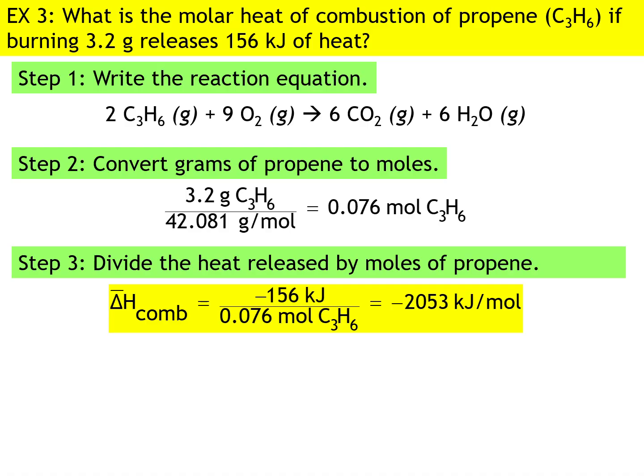So in that case, the part that was different is we were finding the molar heat of combustion, whereas in the previous example, we were given the molar heat of combustion and we were using it to figure out how much heat would be released.